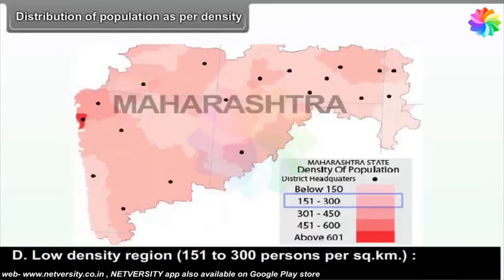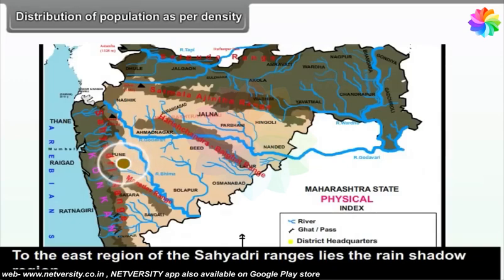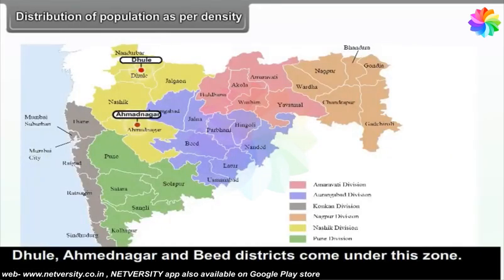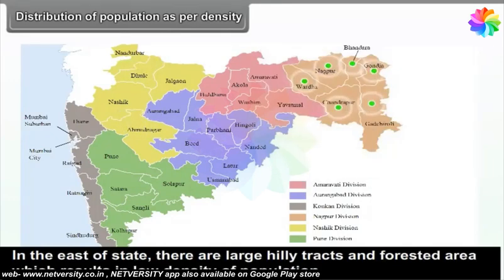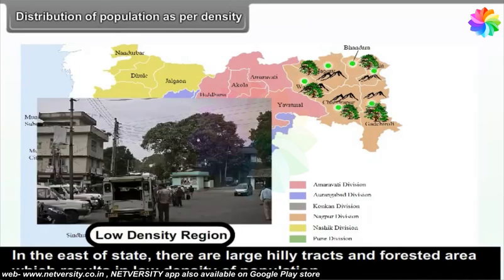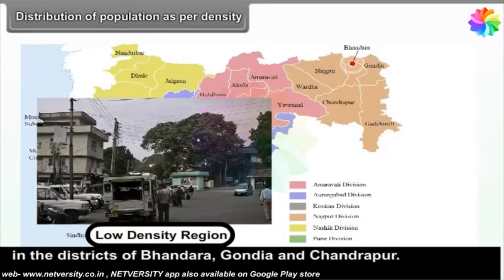D. Low density region, 151 to 300 persons per square kilometer. To the east region of the Sahyadri ranges lies the rain shadow region. Dhule, Ahmednagar and Beed districts come under this zone. In the east of the state, there are large hilly tracts and forested area, which results in low density of population in the districts of Bhandara, Gondia and Chandrapur.